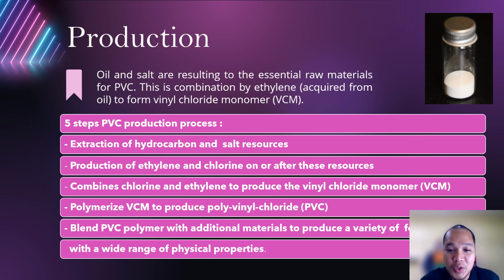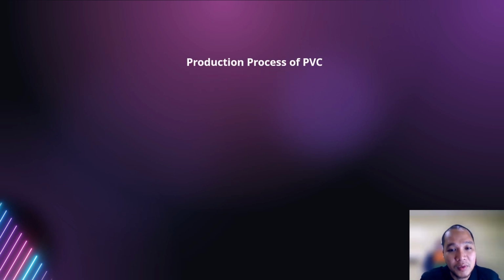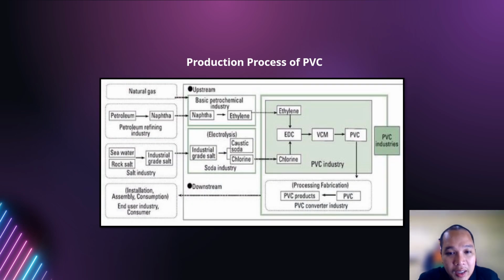polymerizing VCM to produce polyvinyl chloride, PVC, and blending the PVC polymer with additional materials to produce a variety of products with a wide range of physical properties. So the production process we can see on the slide. Okay, there's more to the process for PVC.